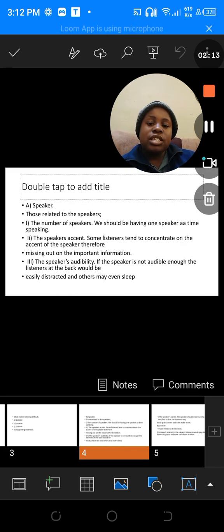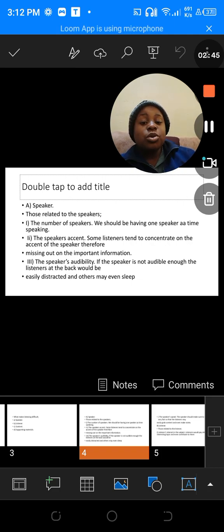Let's go to the speaker. Those related to the speaker are the number of speakers talking. We should have only one speaker speaking at a time. So if we have many speakers speaking at the same time, there will be difficulty in listening. Another thing is the speaker's accent, whereby some listeners tend to concentrate on the accent of the speaker, therefore missing out on the important information. The other thing is the speaker's audibility, as I was explaining.